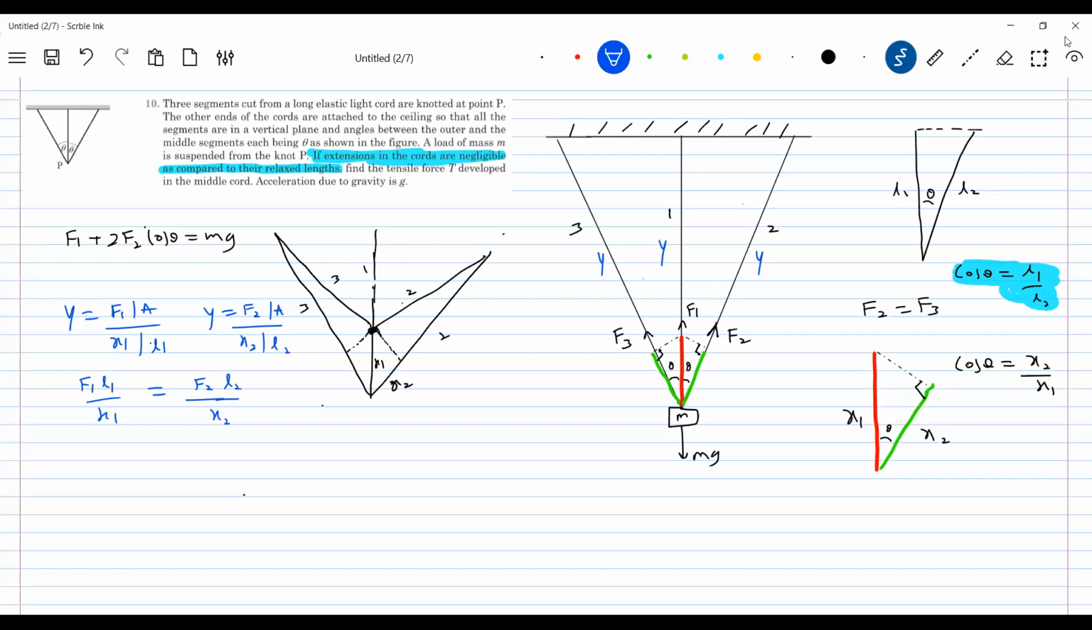Okay, let's replace F1 and F2, some relationship what we have here. So what we have to calculate, find the tensile force T developed in the middle chord. We have to calculate F1.